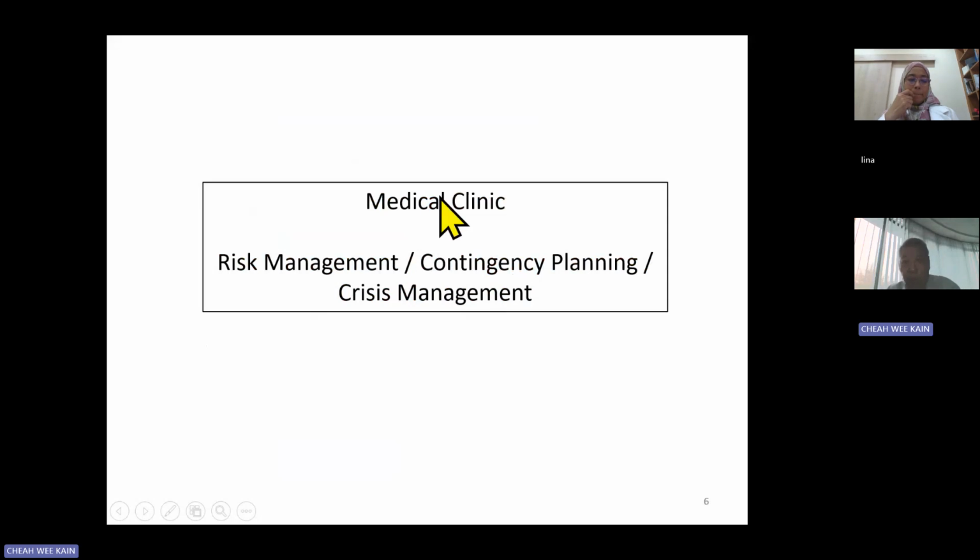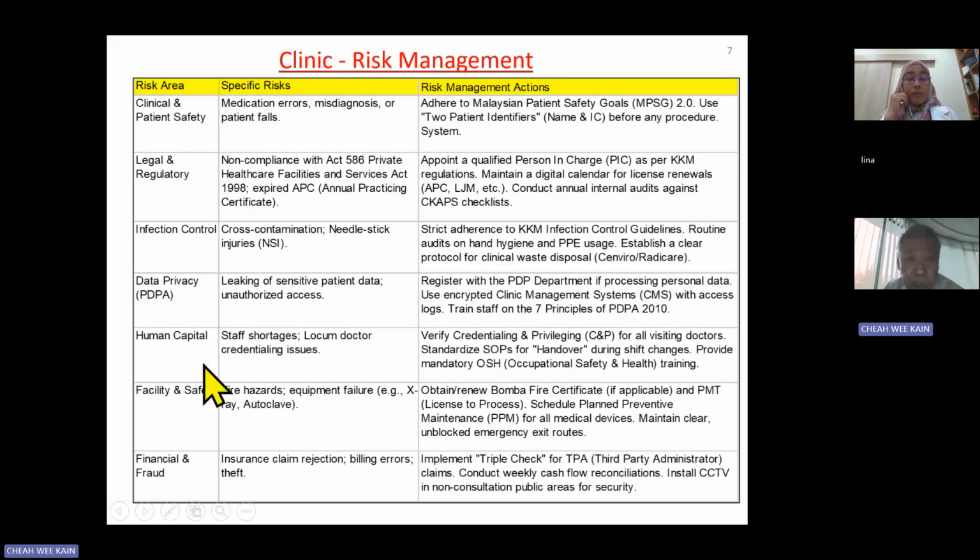Now, I know this is a bit small. You may have to print it out. Now my risk management: you have certain areas for a clinic. Clinical patient safety, legal regulatory, infection control, data privacy, human capital, facility and safety, financial and fraud. These are your main risk areas when you're running a business. And these are the various types of risks related to each one of them.